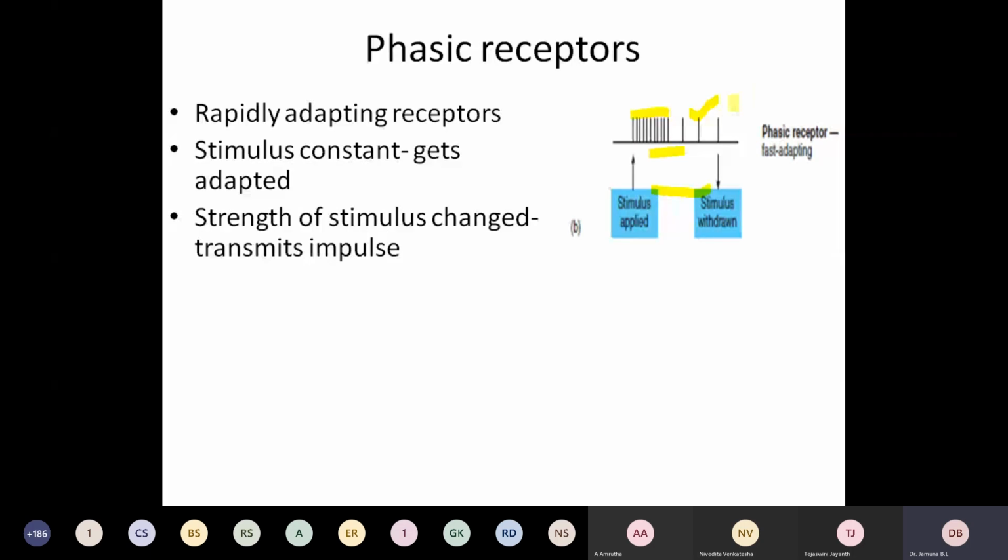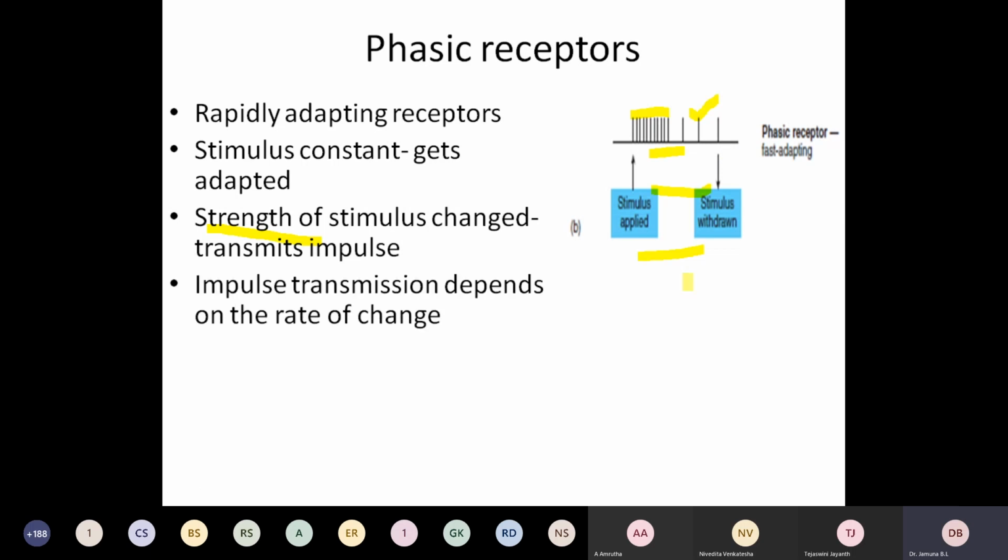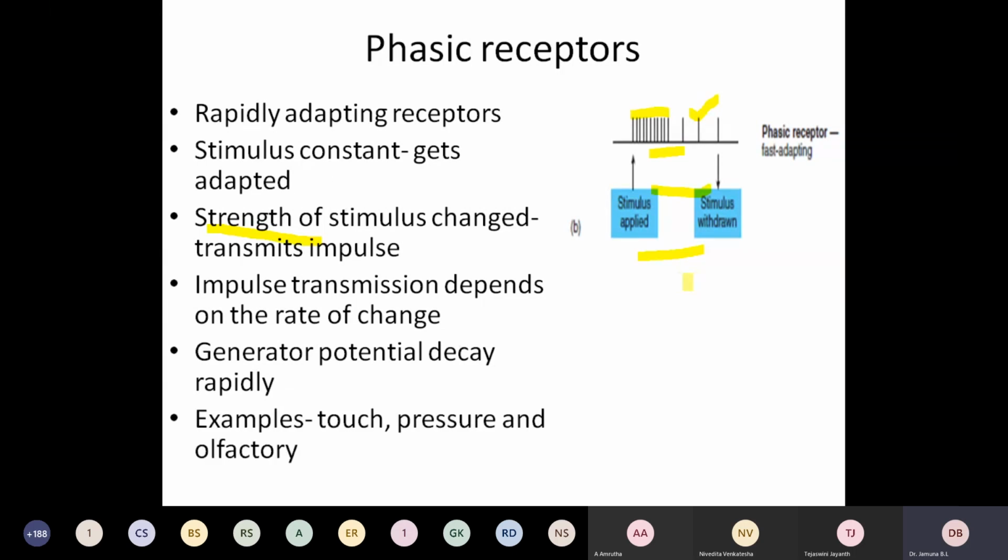Only when the strength of the stimulus changes will the rate of production of action potentials change, and the firing rate of the action potential will also increase. But if you maintain a constant strength from the application till the end for a long duration, then these receptors undergo adaptation. Examples for this are touch, pressure or olfactory receptors. So this is also in one way beneficial to the body.